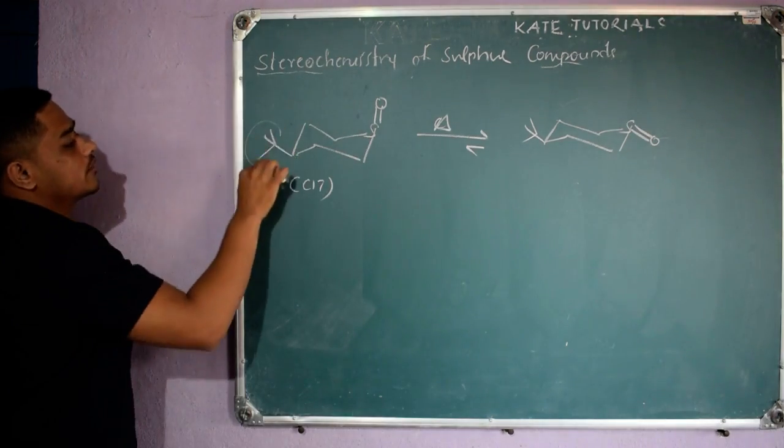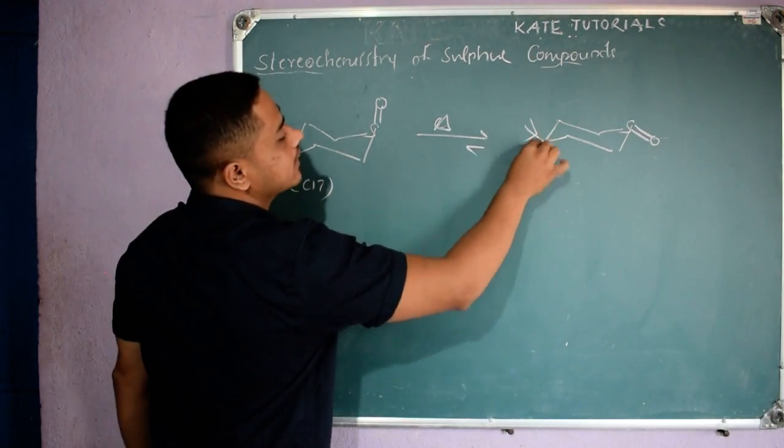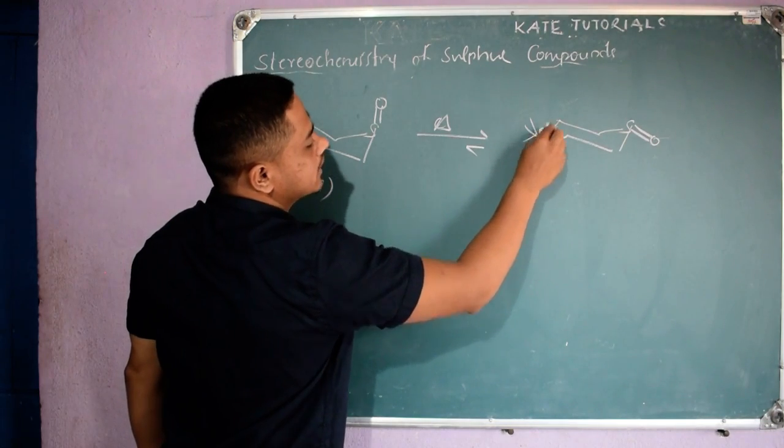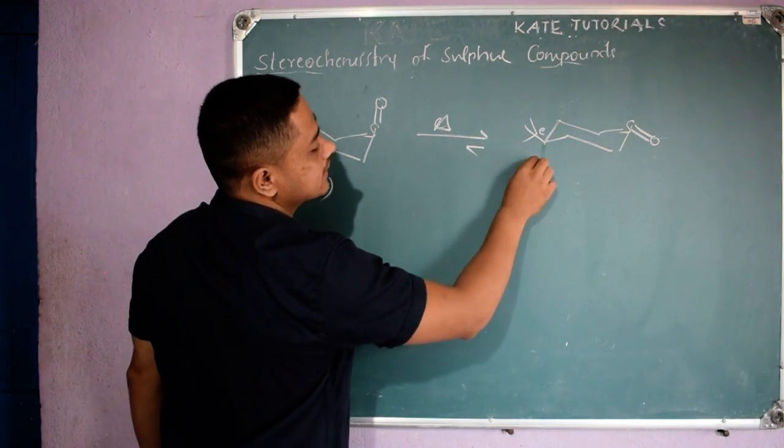Always this tertiary butyl, we prefer to keep it in the equatorial position. This position we call equatorial, whereas these positions we call axial.